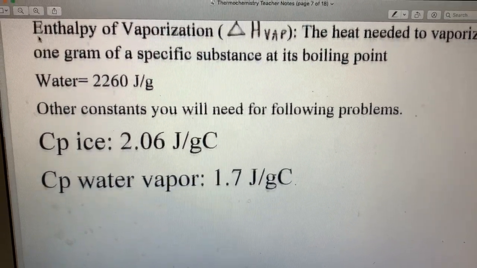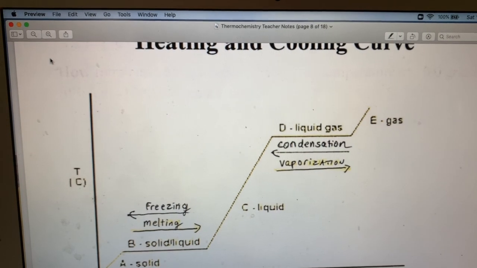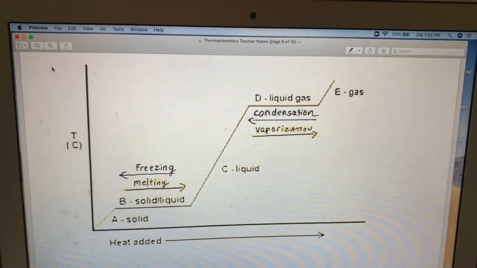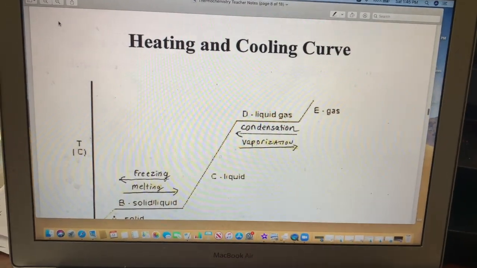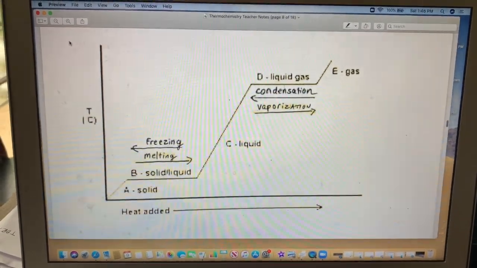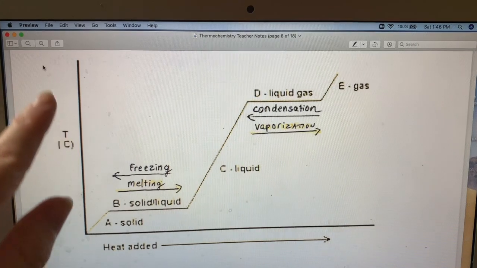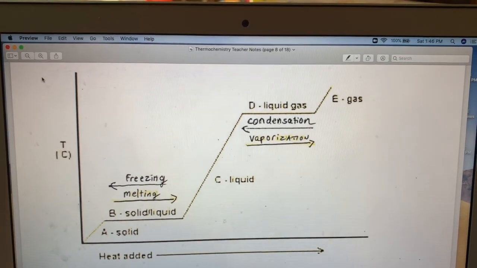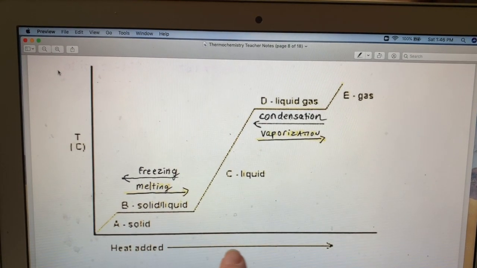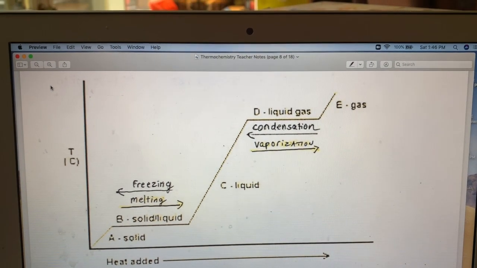When talking about this, we often use what is known as a heating and cooling curve. And that's what this graph is right here. This is a heating and cooling curve. On our heating and cooling curve, we have temperature on our y-axis, and then just the amount of energy on our x-axis.